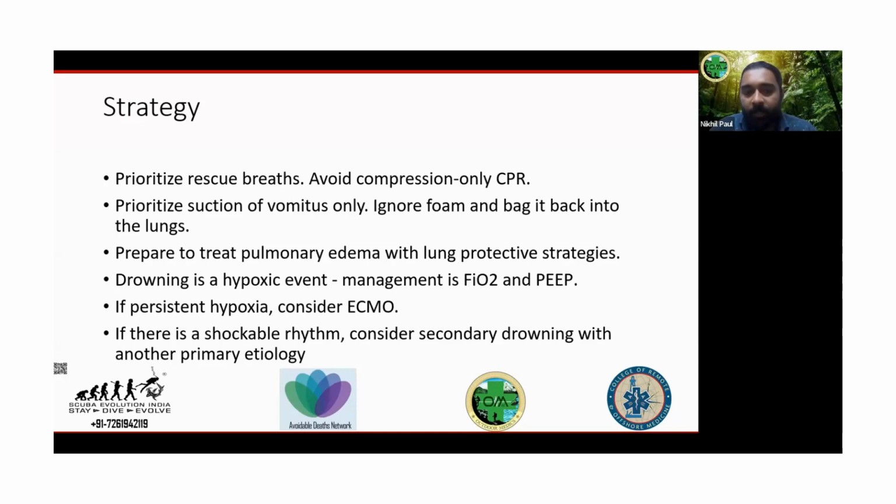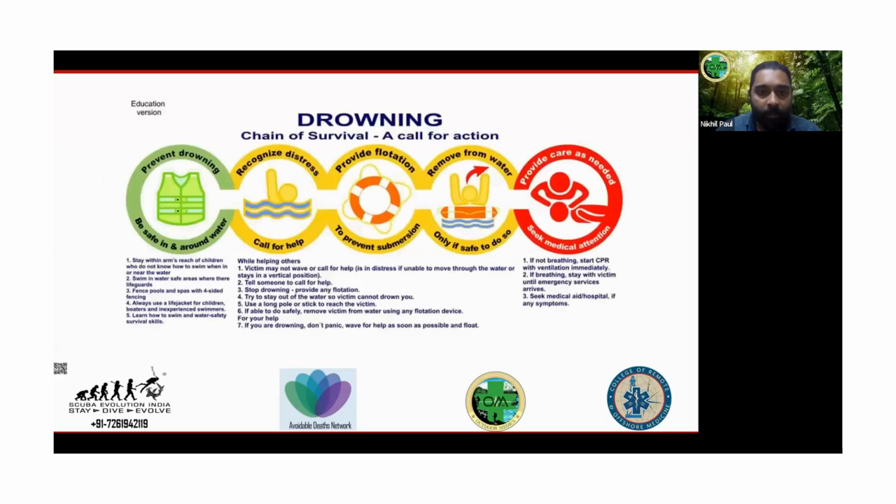So if there is persistent hypoxia, you can consider ECMO. And if there is a shockable rhythm, consider some other etiology besides drowning. This was again discussed before. I have finished my in-hospital considerations. The last topic which I have for today is about prevention of drowning. So I'll just discuss the first part of it, the prevention of drowning.